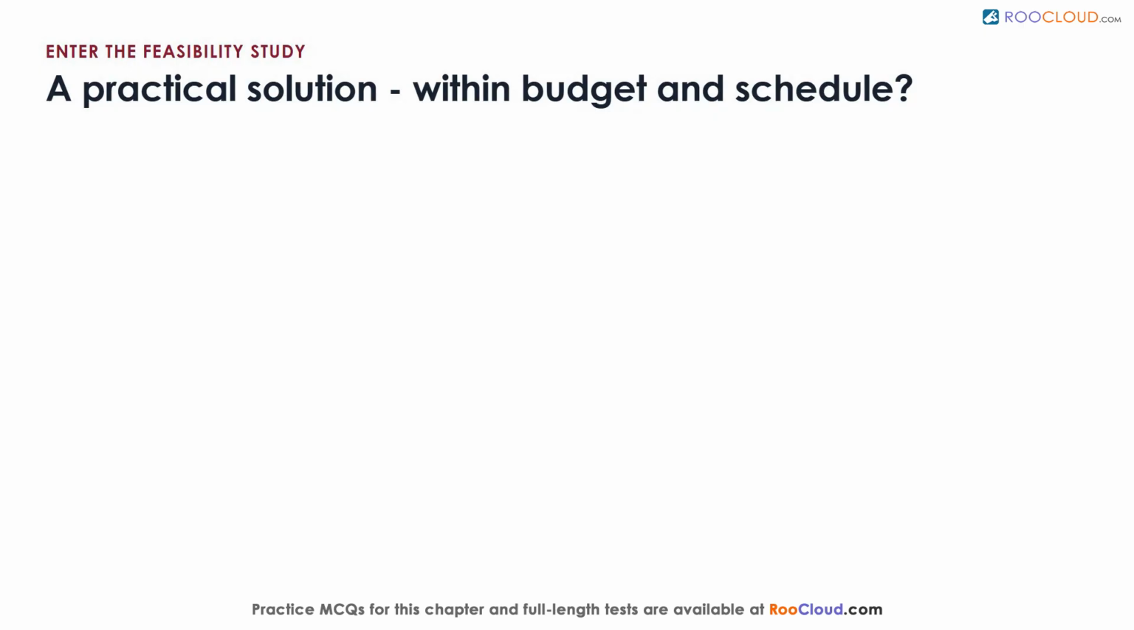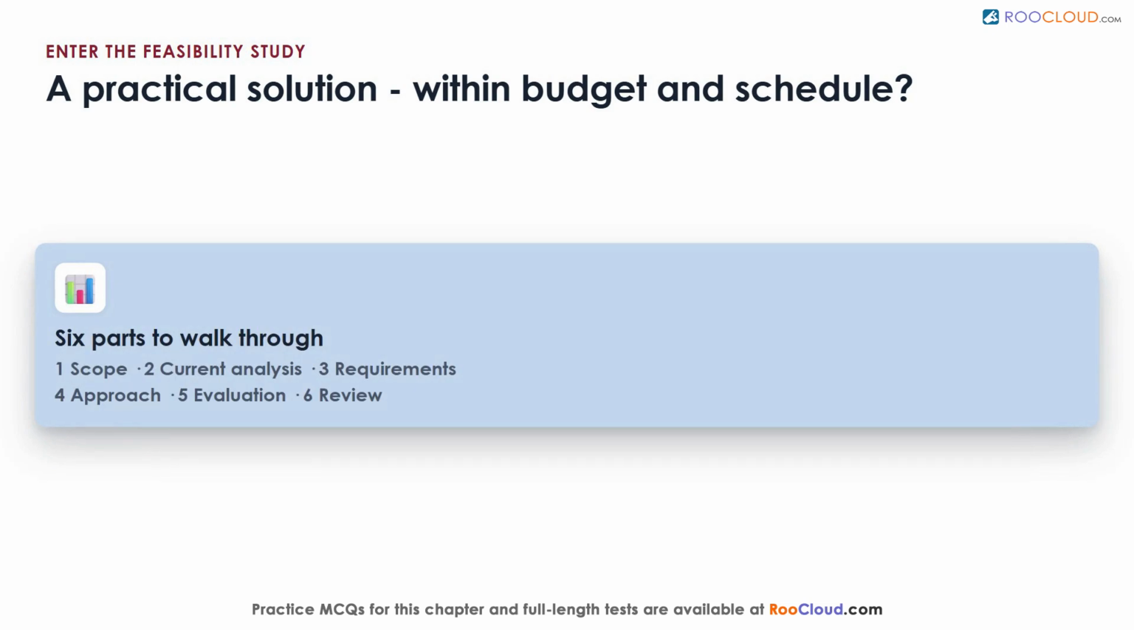So what comes after the initial green light? A deeper analysis called the feasibility study. It asks whether a practical solution exists within budget and schedule. Think of it as testing the idea before you commit. A feasibility study usually has 6 parts. Let's walk through them.